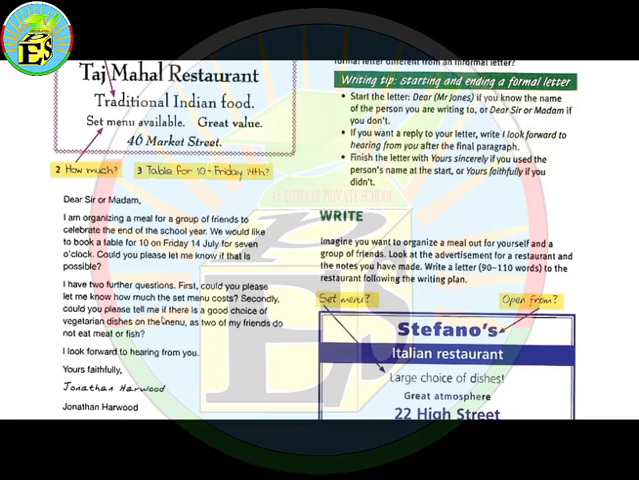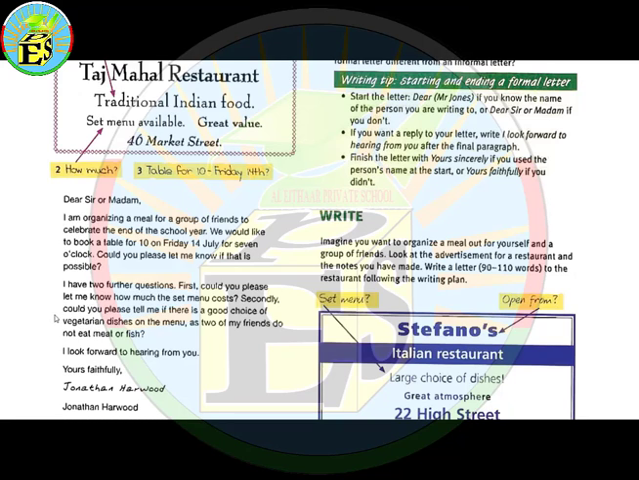Secondly, could you please tell me if there is any good choice for vegetarian dishes on the menu, as two of my friends do not eat meat or fish. So the second request in this paragraph starts from here, the third line in the second paragraph: could you please tell me if there is any good choice for vegetarian dishes, until the end of the sentence. And you have to put the question mark because you're requesting, which means that you are asking.